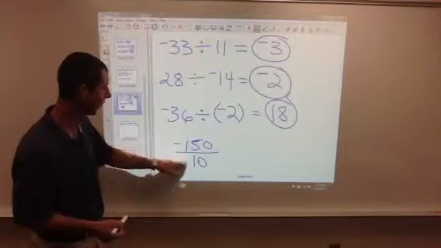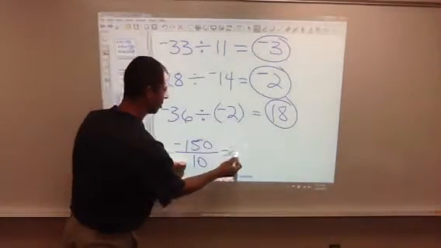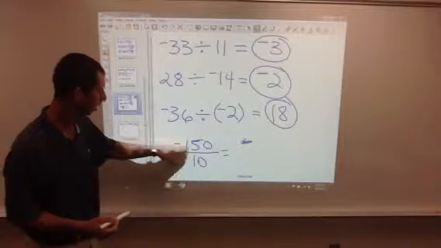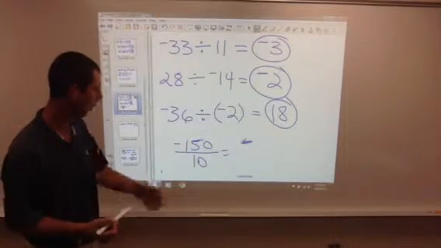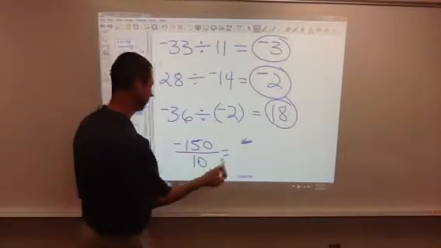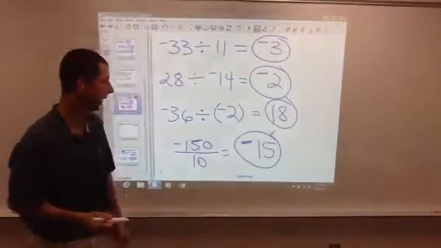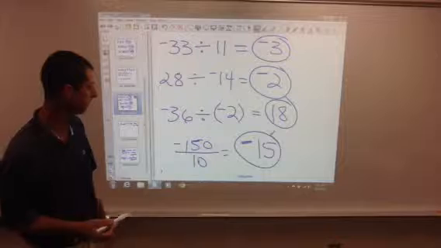So we've got a negative divided by a positive, so my answer is going to be negative. I'm going to get that negative sign written down, and then do the division. 150 divided by 10 is 15. So my answer is negative 15.